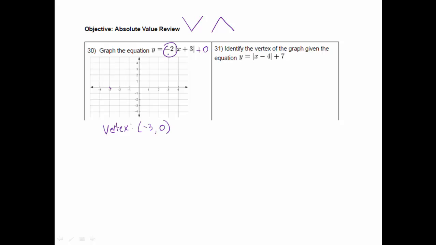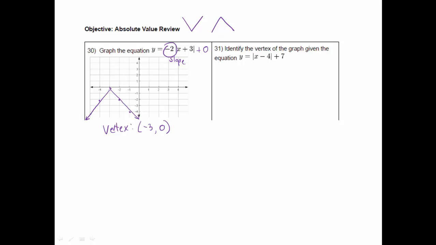Okay, the -2 is going to control the slope, so the slope is going to be down 2 over 1. So I'm going to go down 2 over 1, down 2 over 1, and I'll actually do it in both directions, and notice it created that V shape.